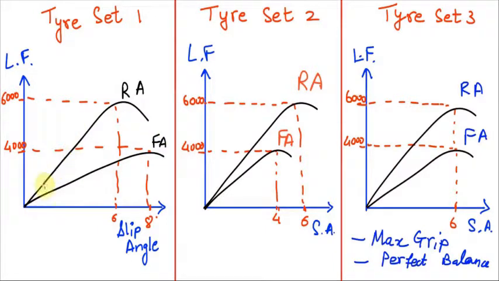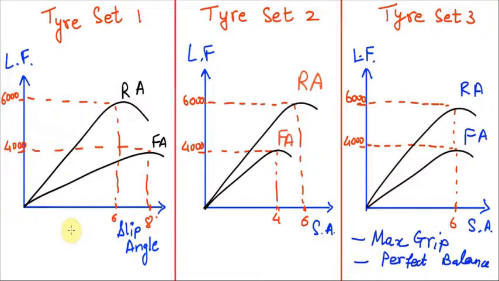We can plot this graph on a computer, and let's say for tire set number 1, we get this graph. The tires on the rear axle have the maximum grip, the maximum lateral force 6000 newtons at 6 degrees of slip angle, whereas those on the front have 4000 newton maximum lateral force with a slip angle of 8 degrees. Now these two slip angles are not the same, which is quite clear over here. Hence we can say that this car, though it has maximum grip, does not have the perfect balance.